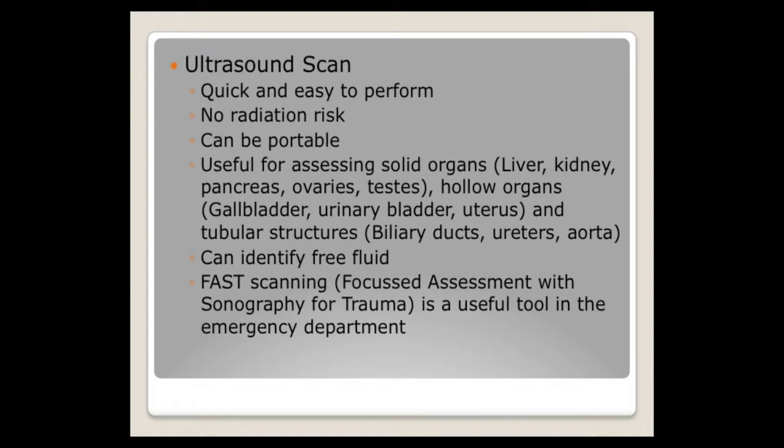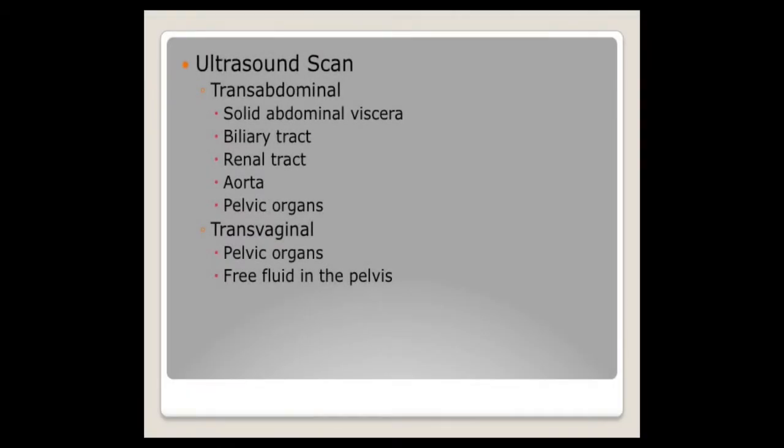It can be used to identify free fluid in the pelvis or intra-abdominally, and increasingly, FAST scanning, or focused assessment with sonography for trauma, is being used in the emergency department for patients with suspected splenic injuries or ruptured abdominal aortic aneurysms. Ultrasound scanning can be performed either transabdominally, where the ultrasound probe is placed upon the abdomen, or transvaginally, where the probe is placed within the vagina.